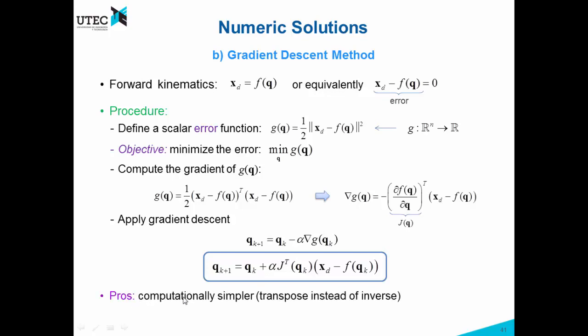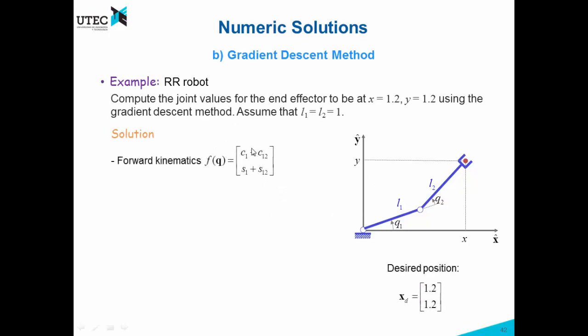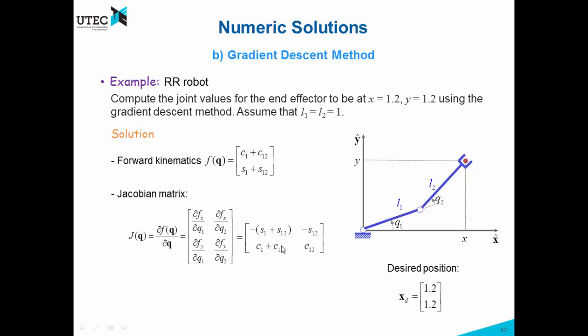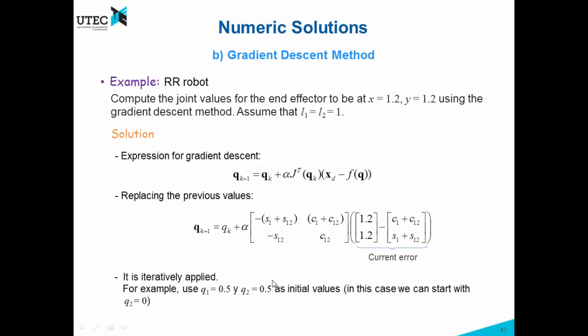The pros are that it's computationally simpler because it's easier to compute the transpose instead of the inverse. And the cons is that it can have a very slow convergence depending on the value that we choose for alpha. Consider again the same example that we have been seeing before with the same desired position. In this case, we again have the forward kinematics, we have the Jacobian analytically computed, and now we don't need the inverse, just the transpose. We're going to again just replace in the generic expression here, where this is the current error, and that's the way that we will solve.